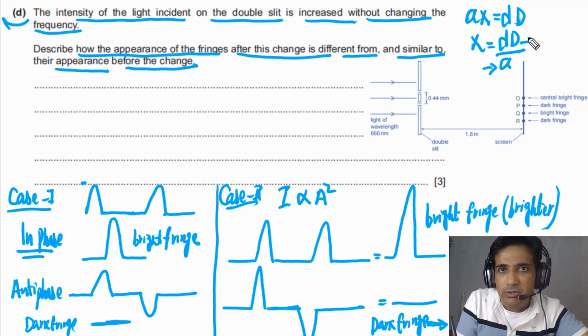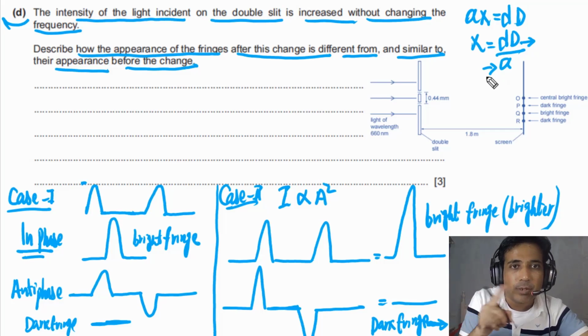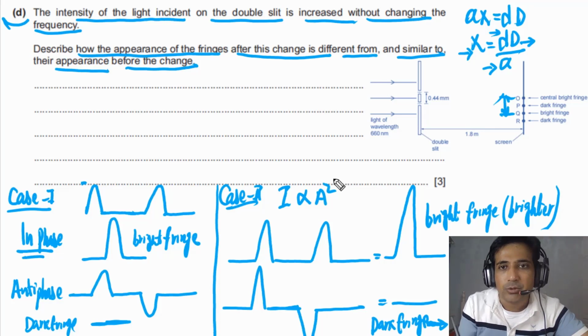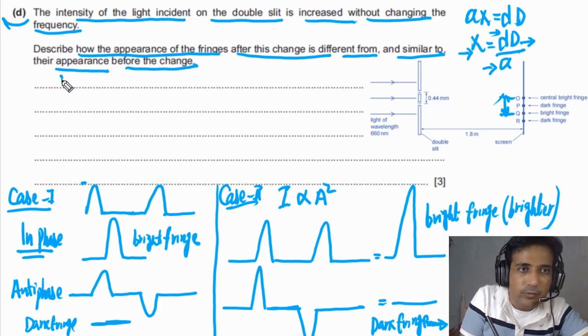We are not changing D; D stays constant. Frequency is the same, so it means lambda is also the same, so x also stays the same. So fringe spacing is the same. In this case, we can say, bright fringes, you can write down.